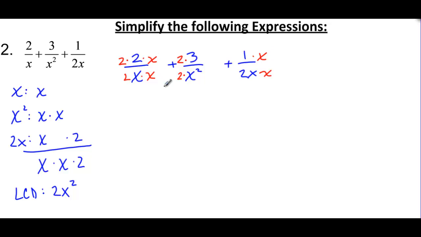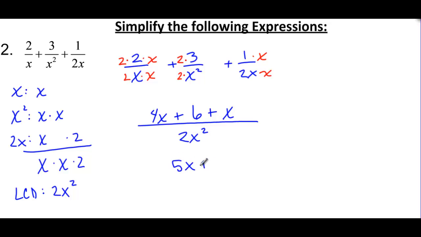Okay, so now all of them have a common denominator of 2x squared. And now I just worry about the numerator. 2 times 2 times x is 4x, plus 2 times 3 is 6, plus 1 times x is x. So my final answer would be 5x plus 6 divided by 2x squared.